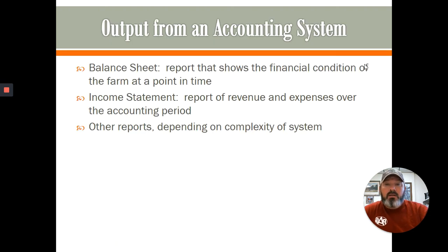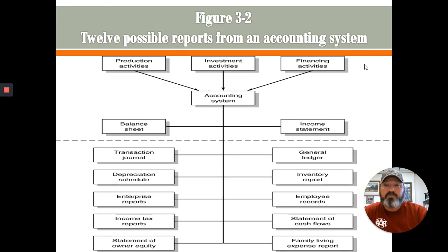We're going to talk about balance sheets in a subsequent unit, but certainly from an accounting system, you can build that balance sheet. It gives you the financial condition of a farm or an agribusiness or any business at just one single point in time. The income statement then is a report of revenue and expenses over an accounting period. Two totally different informational items that tell you two totally different things. And depending upon the complexity of the system, an accounting package can churn out all kinds of other reports for you. So here's a whole bunch of them.